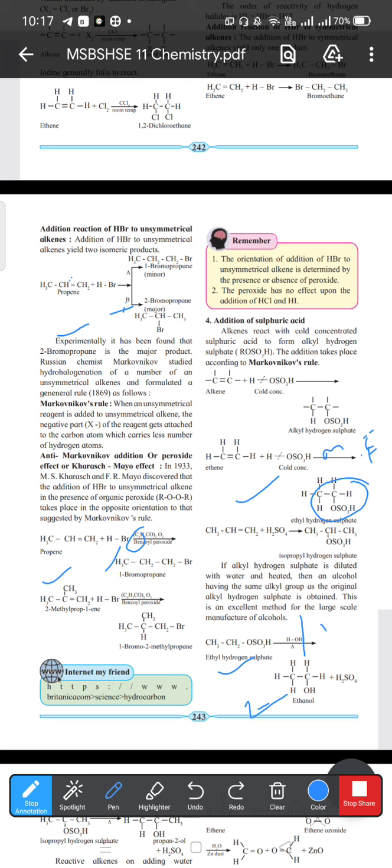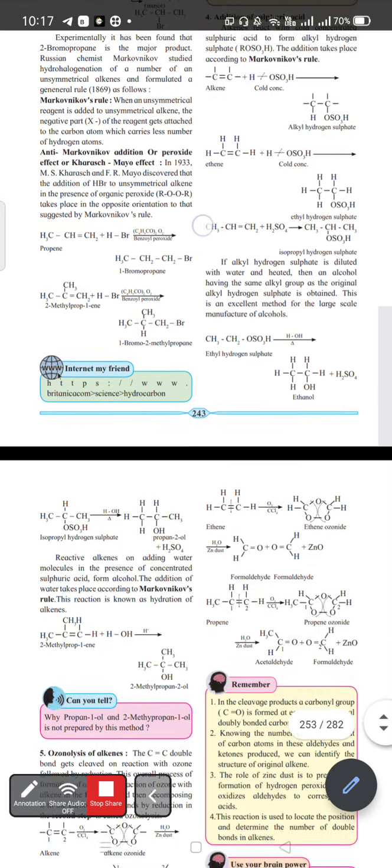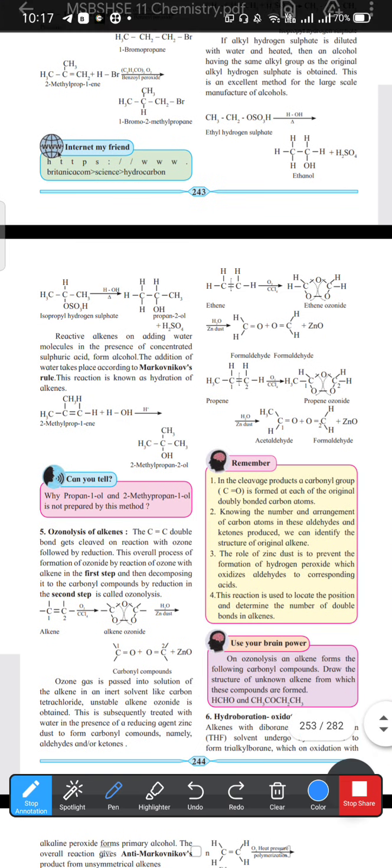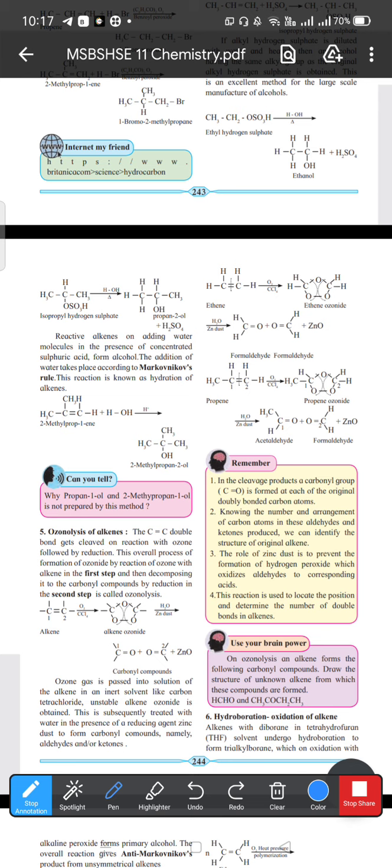It is the ethyl alcohol or ethanol, along with H2SO4 regenerated in this reaction. Later on, the next reaction we'll see is isopropyl hydrogen sulfate, which combines with water. It gives propan-2-ol plus H2SO4. Then 2-methylprop-1-ene plus a water molecule in acidic medium gives 2-methylpropan-2-ol.